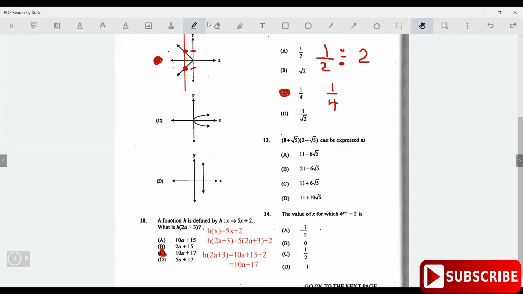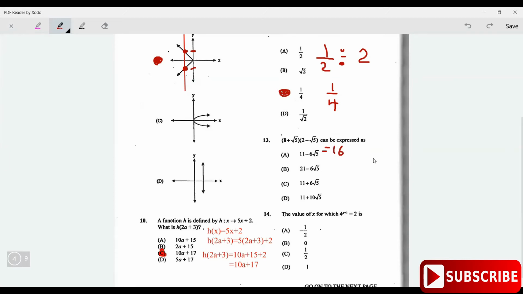Question 13 says 8 plus the square root of 5 times 2 minus the square root of 5 can be expressed as. Now 8 times 2 is 16. Then 8 times minus root 5 is minus 8 root 5. And then 2 times root 5 becomes plus 2 root 5.